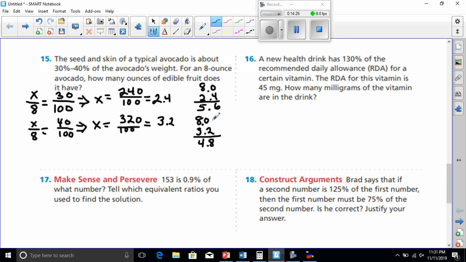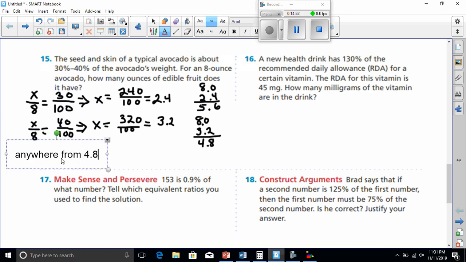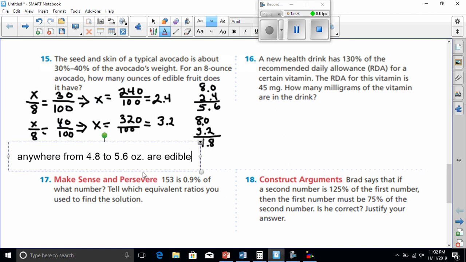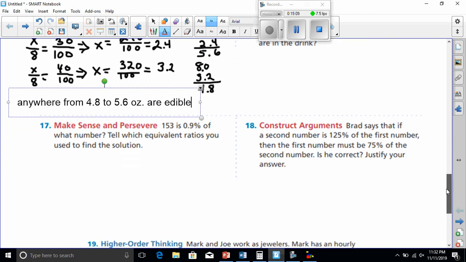So that tells me, let's see, how many ounces of edible fruit does it have? Anywhere from 4.8 to 5.6 ounces are edible. Okay, and let's see, we're off to number 17 now.